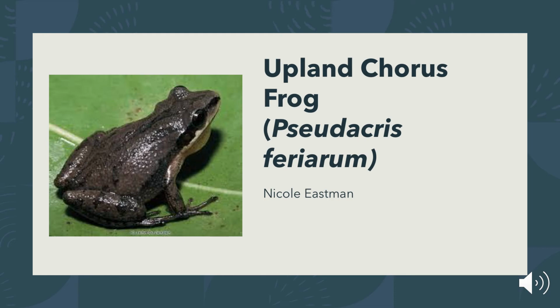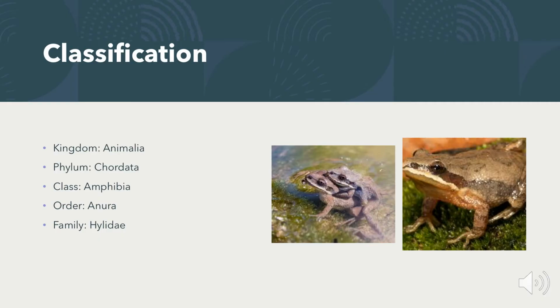I'll be describing some of the identification characteristics, the life history, and the behavioral habits of the upland chorus frog. This species' scientific name is Pseudacris feriarum. The upland chorus frog is classified in the kingdom Animalia, the phylum Chordata, the class Amphibia, and the order Anura.